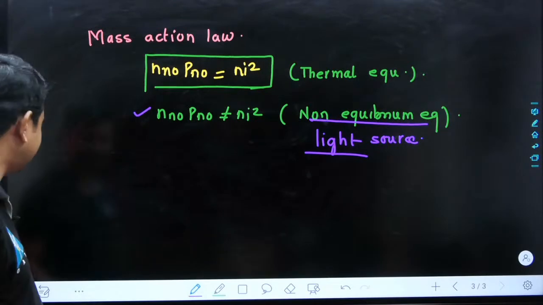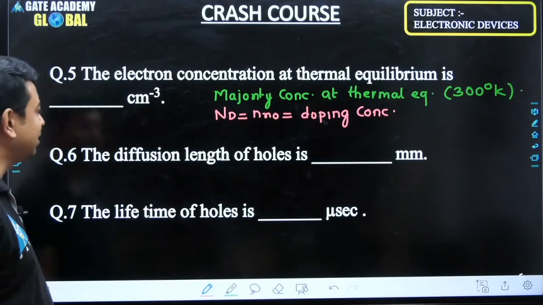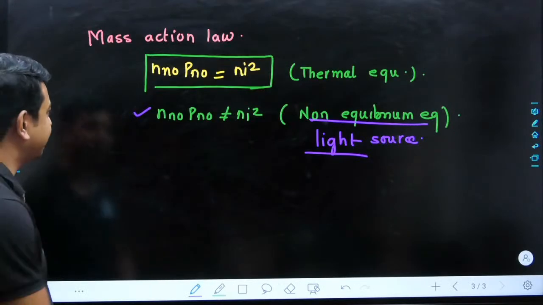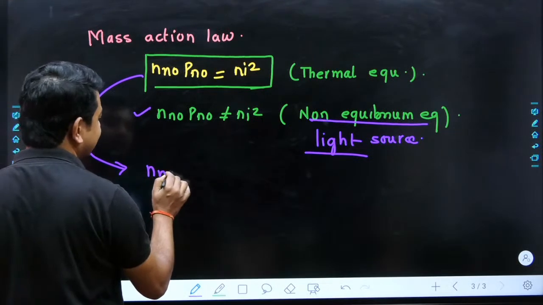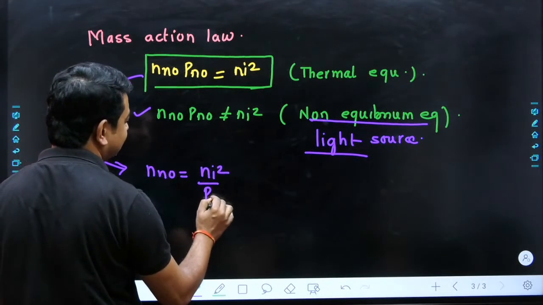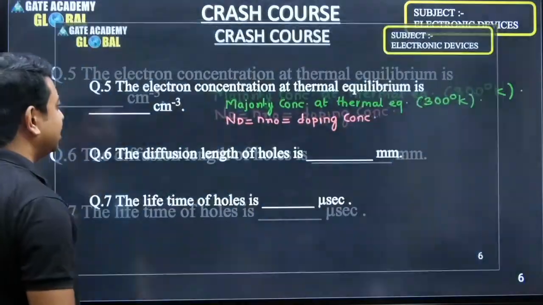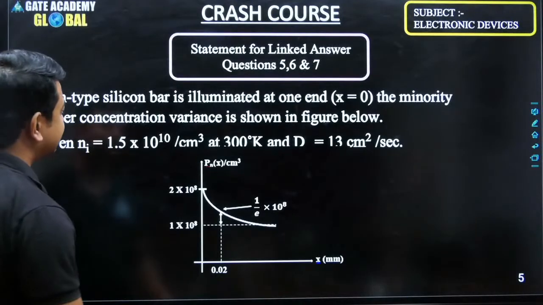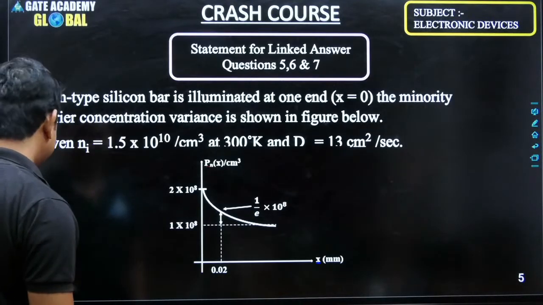So the question that is asked here is nothing but thermal equilibrium. Thermal equilibrium means we can apply this formula. So if we are applying this formula, then we can write N in N naught is equal to Ni square divided by P in N naught. So what is Ni square? From this particular question we can take Ni, this is 1.5 into 10 to the power of 10. This is the value of Ni.